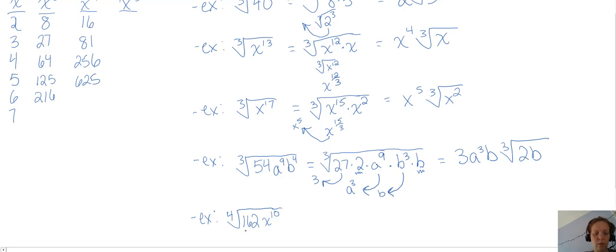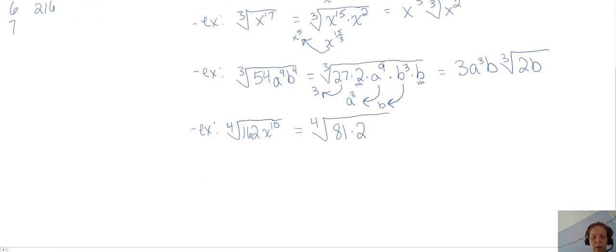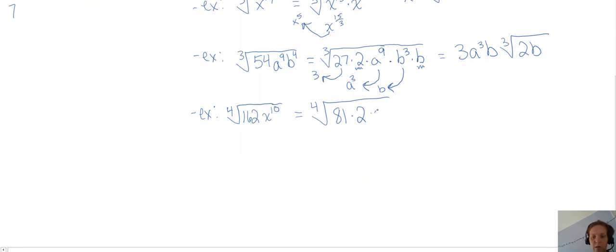So in this case, the 162 will break down to 81 times 2, which is 162. Now for my x part, I want this exponent to be a multiple of 4, so that I can take that exponent divided by 4 and have it come out evenly. So starting with 10 going down to 9, 4 doesn't go into 9, but it does go into 8. And I'm left with x squared.